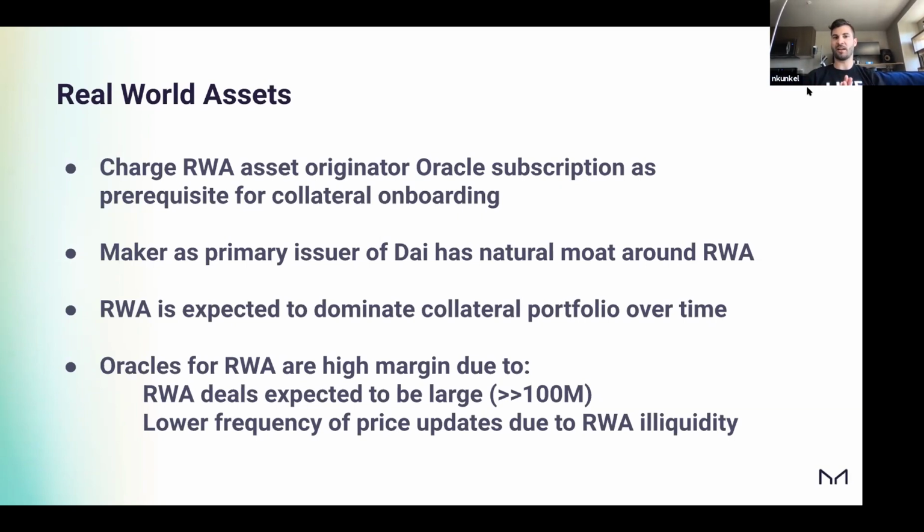And so I also want to combine this with the fact that I believe, and I believe that many others in the Maker ecosystem and community share this vision, that real world assets are quickly going to snowball and become the dominant part of the collateral portfolio over time. I would be quite surprised if, within 3 years, real world assets are not at least 50% of the collateral portfolio.